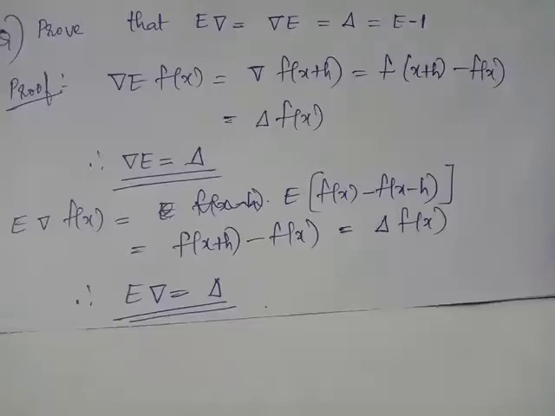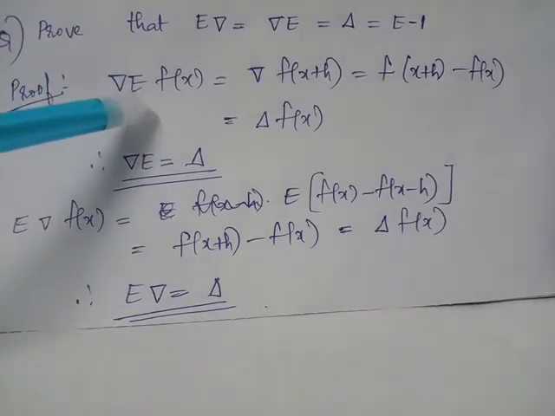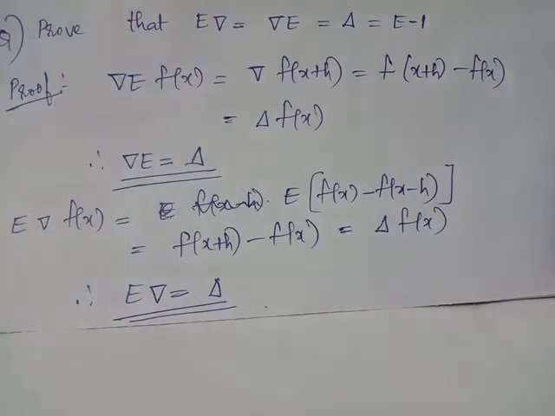Prove that E del equals del E equals delta equals E minus 1. Let us give f of x as input to the operator del E. When the innermost operator, the shift operator, acts on input f of x, the output displayed is f of x plus h, because the working of the shift operator is that it will shift input position x to x plus h. Now f of x plus h will act as input to the operator del, which is the backward difference operator.